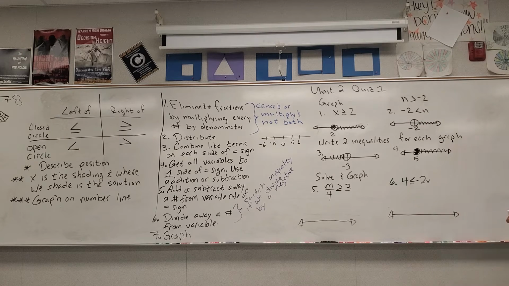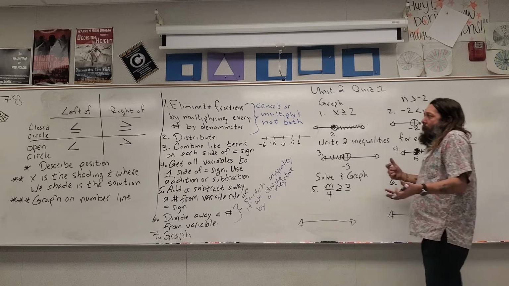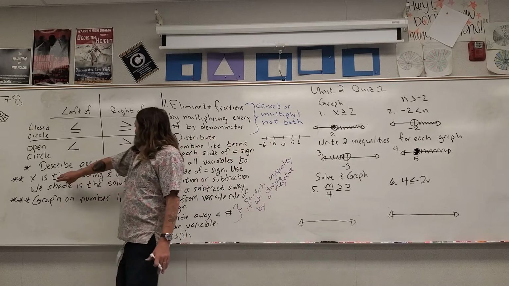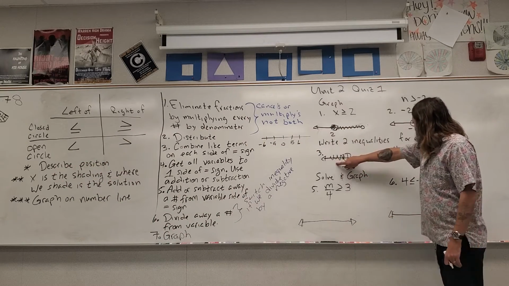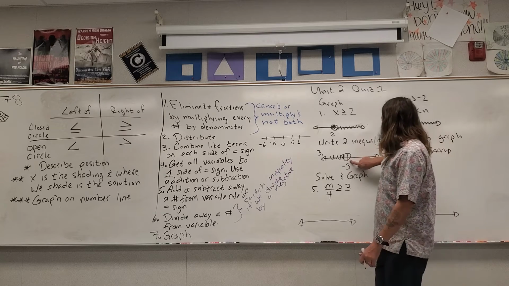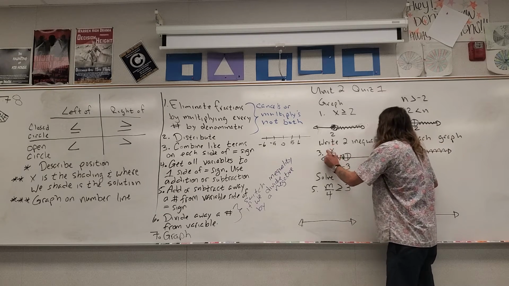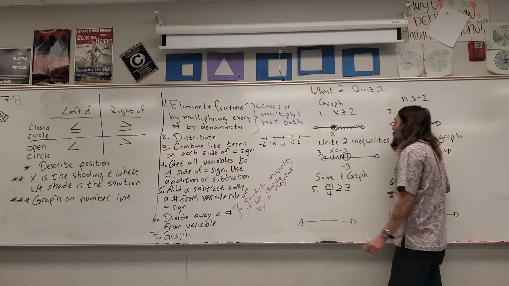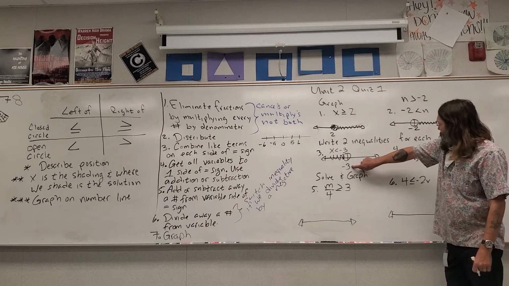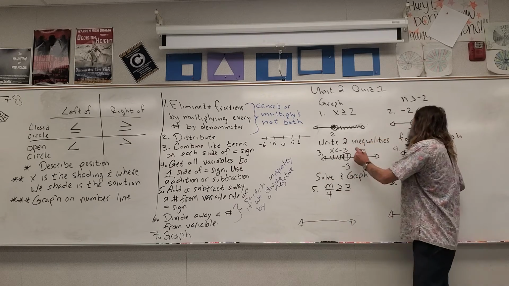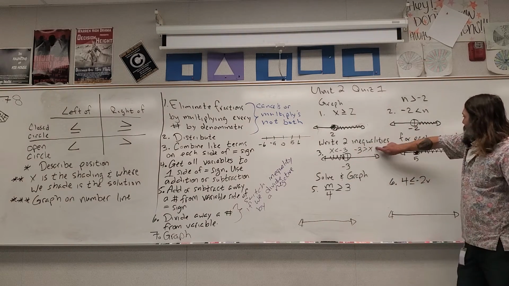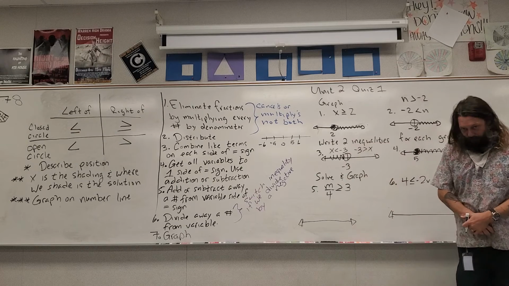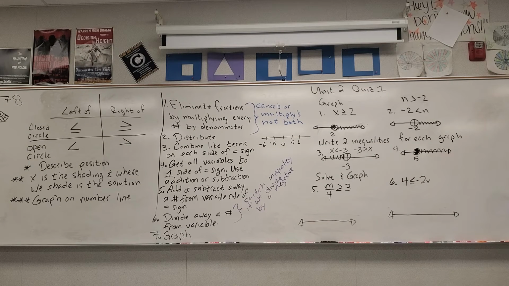Moving on to problem number 3 and problem 4, I'd like to write 2 inequalities for each graph. Again, all I'm doing is describing position. All right? So here I see that the shading is left of negative 3 and my circle's open. I could also say that negative 3 is on the right side of the shading. That's how I would write 2 inequalities that describe this graph. That's all I'm asking for.